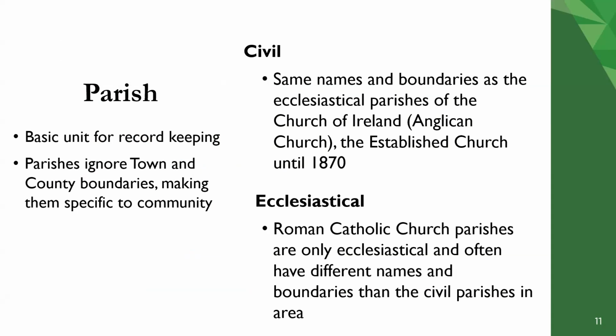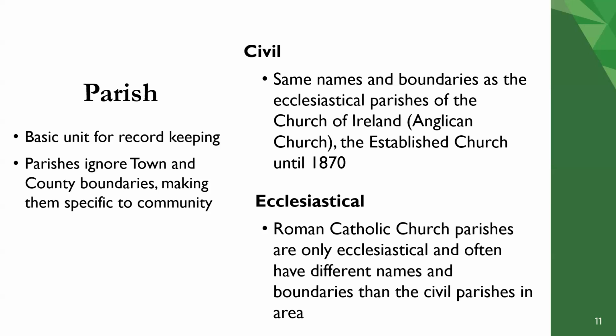A lot of the parishes were divided up, ignoring town or county boundaries. So some of them may extend further than a particular town's boundaries or may extend over a couple of counties. The civil parishes will have the same names and boundaries as the Church of Ireland, or the Anglican Church, boundaries. So if you have ancestors whose religion was Anglican, they're going to have the same names and the same boundaries as the civil parishes where you'll be looking for births, marriages, and deaths. Now, the Roman Catholic Church also has their own parishes, but they are not the same boundaries.